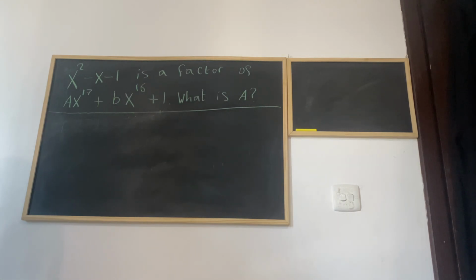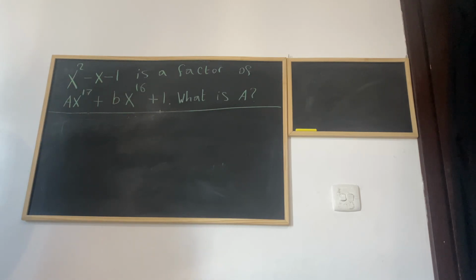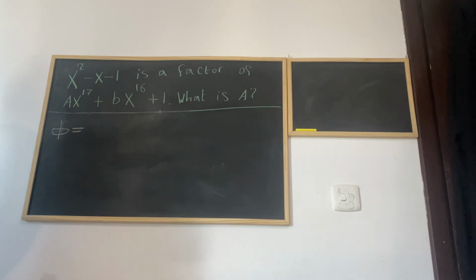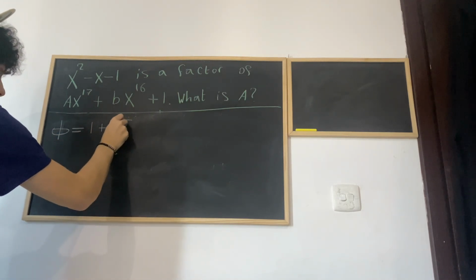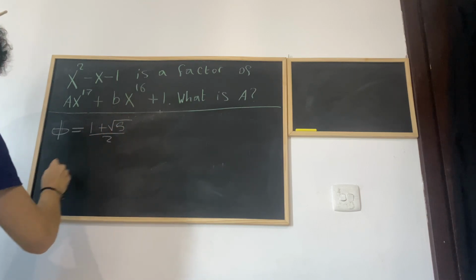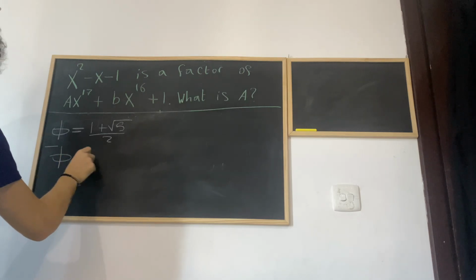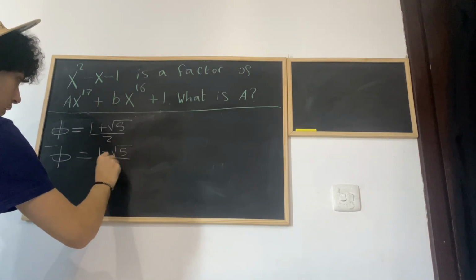So let's get started. First things first, let's get the two roots of the first polynomial and let's give them a symbol or variable. How about we use the Greek letter phi? I've been researching a lot of physics, and phi shows up a lot in physics. So let's let this equal the first root, which is 1 plus root 5 over 2. And let's call this the inverse phi, equal to the second root, which is 1 minus square root 5 over 2.